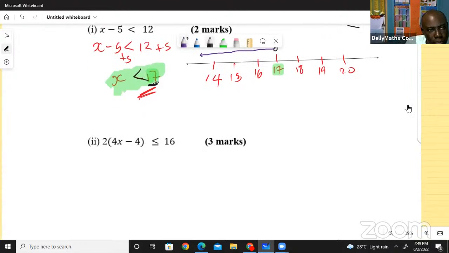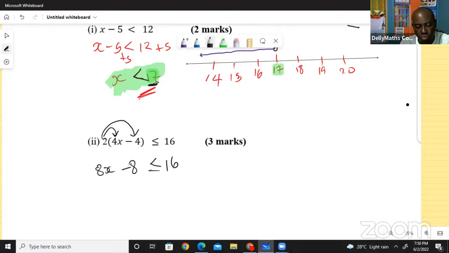Now, again, you're going to be solving. So you're going to say 2 times 4x. That's going to give us 8x. 2 times the 4x is 8x. 2 times the -4 is -8, less than or equal to 16. Give me a second, guys, making quick. So less than or equal to 16.